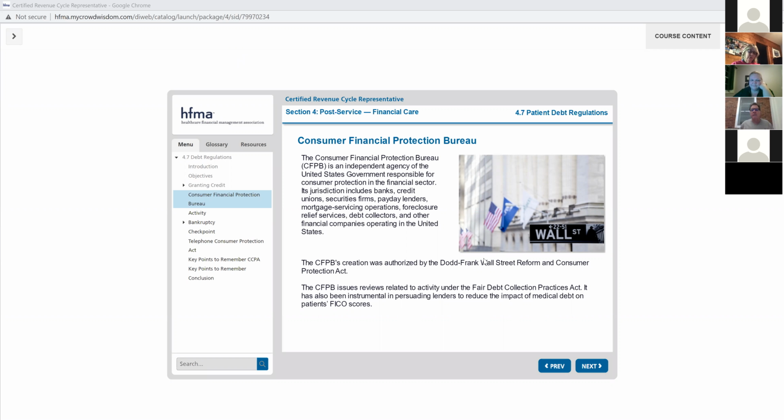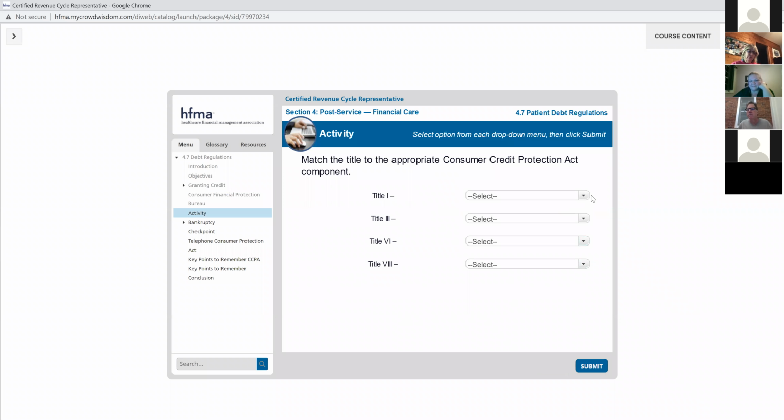Okay. An activity. We have an activity? I do have an activity. Okay, all right. So we'll go through this one pretty quickly. Title 1, the Truth in Lending. Title 3, Garnishment. Title 6, hope I get this right, Fair Credit Reporting Act. And Title 8 would be Fair Debt Collection Practices. Chrissy, am I ahead of you? Nope, we were together on that. Good job, though.